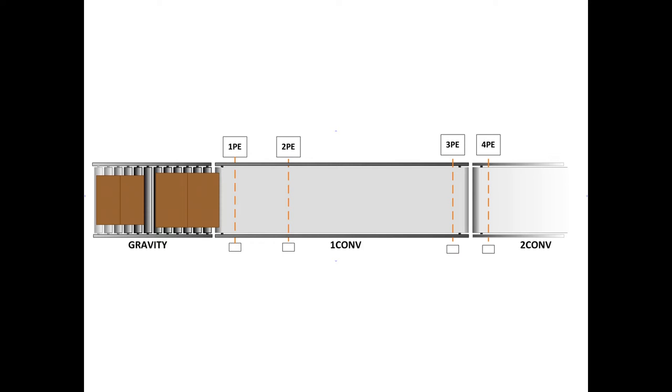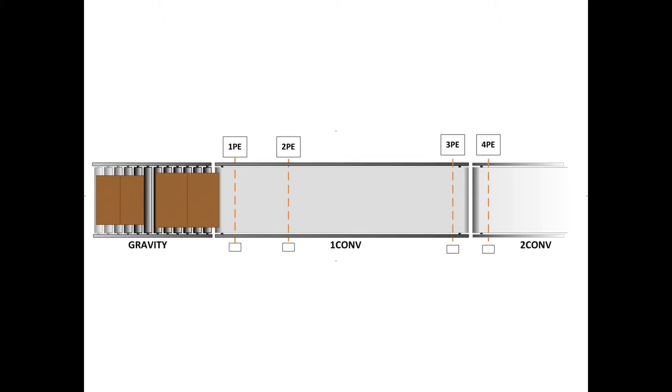Let's describe this. You see a gravity conveyor, and you see two powered conveyors, belt conveyors. You see two cartons, a large one and a smaller one. You see four optical paths, 1, 2, 3, 4 PE. 3 and 4 PE aren't in play for this particular project, just 1 PE and 2 PE, and the motor that runs one conveyor.